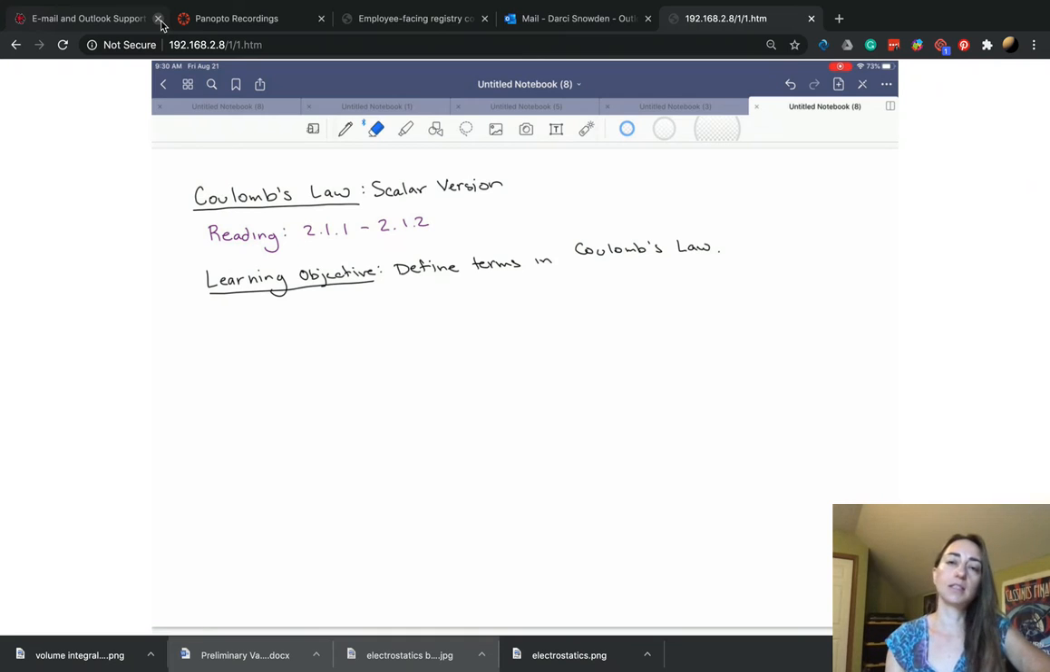Hi students, in this lecture we're going to go over Coulomb's law, and in particular the scalar version of Coulomb's law. This should be a review from what you learned in 183, but it's nice to go back over it. We're going to define the terms in the same notation that your book uses. The associated reading, which you should definitely do, is the beginning of chapter 2. And again, the learning objective in this lecture is just to define the terms in Coulomb's law.